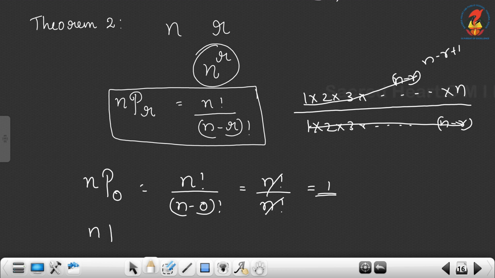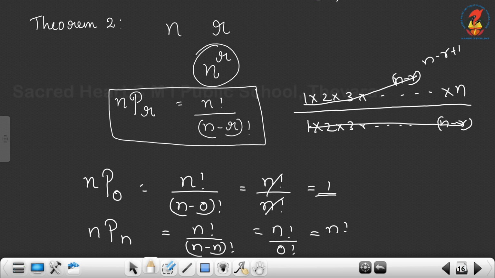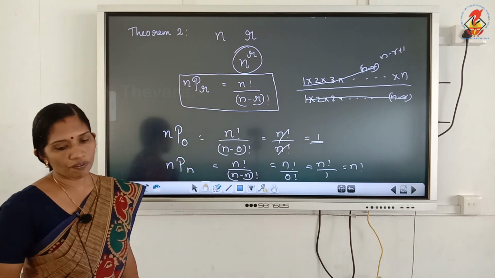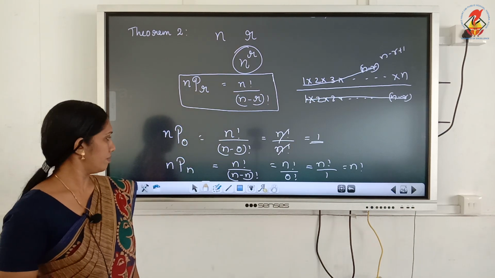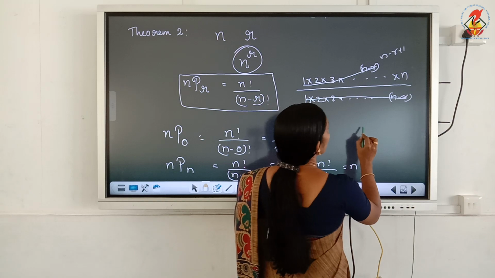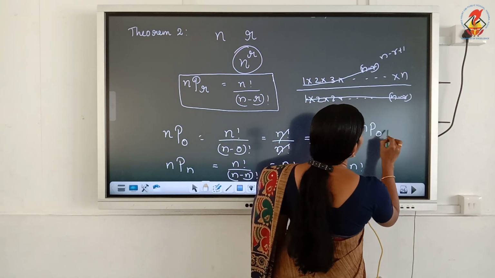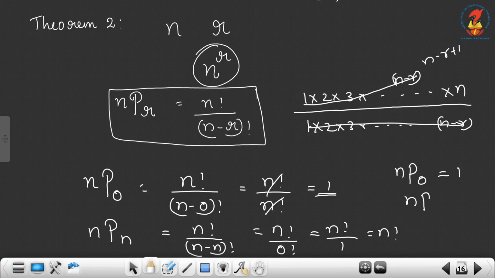Then what is nPn? Factorial n by factorial n minus n. That is factorial n by factorial 0. What is 0 factorial? 1. So nPn is equal to factorial n. So these two you have to learn: nP0 is 1, nPn is factorial n.